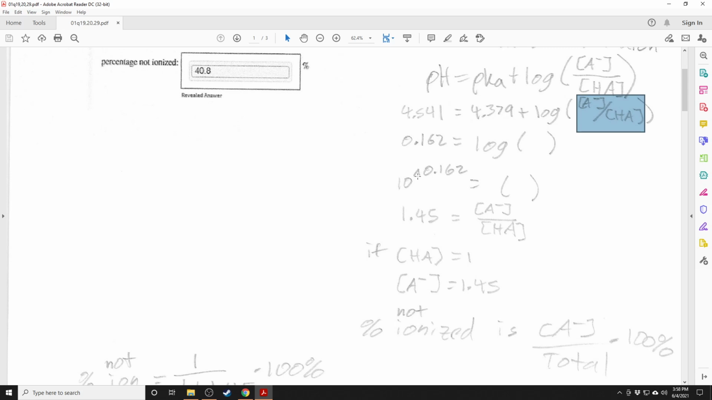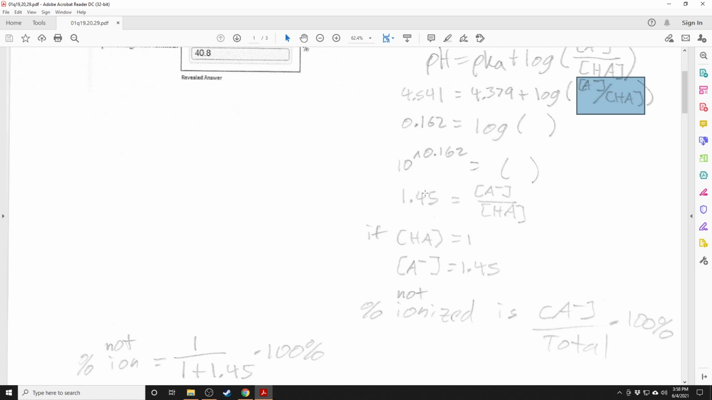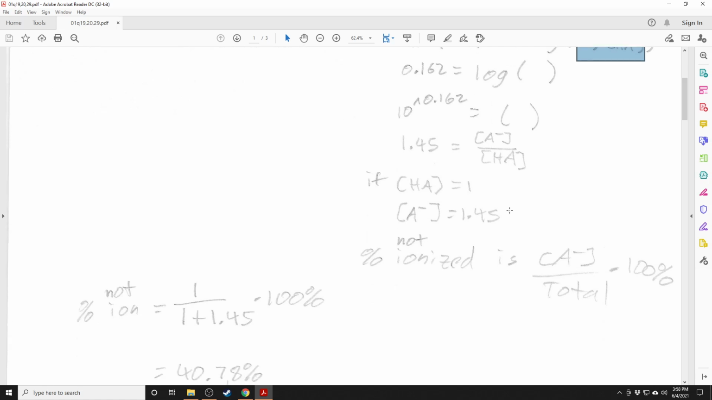I went ahead and did that in my calculator. That's 1.45. If you're trying to take the MCAT, by the way, I'm just mentioning this, you need to learn to do logs in your head, actually. Which you can ask me about if you want me to explain that further. Anyways, so we get 1.45 here. That 1.45, that is the multiple of A minus versus HA.